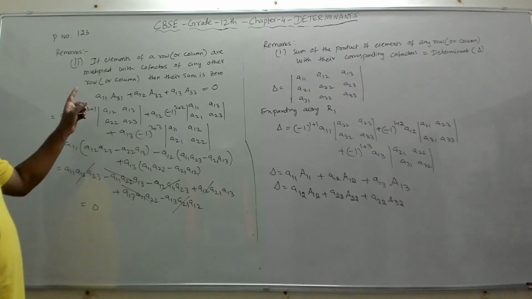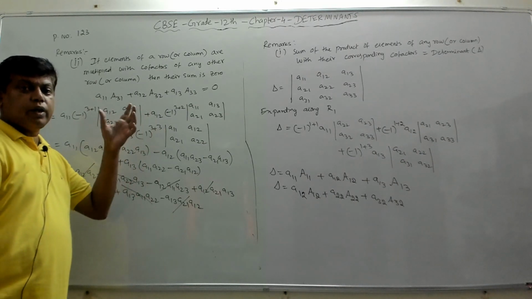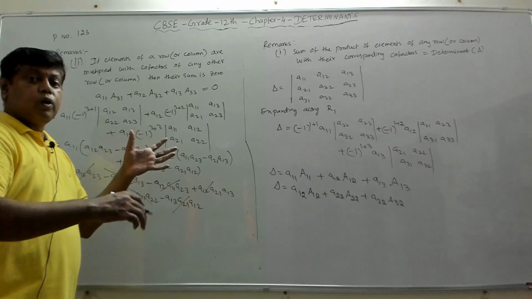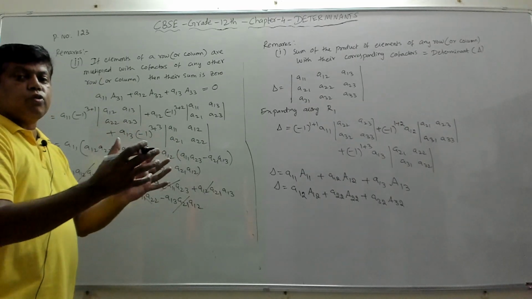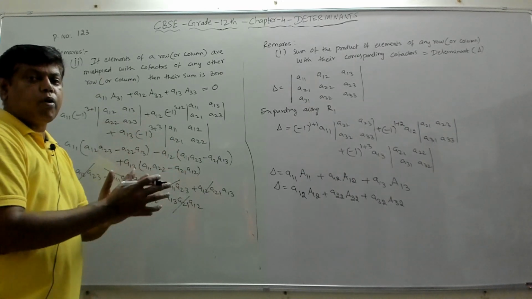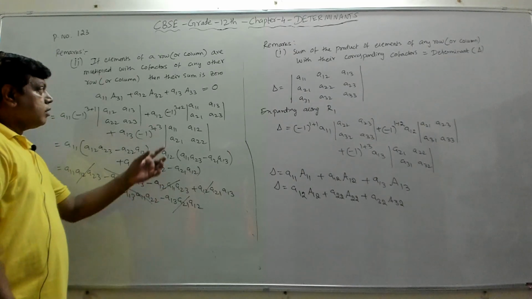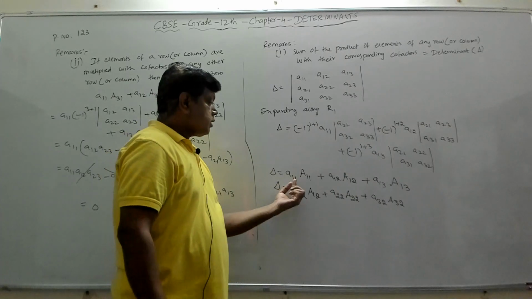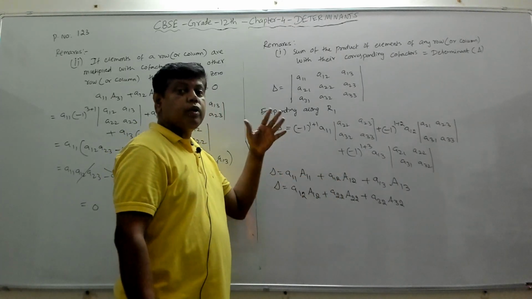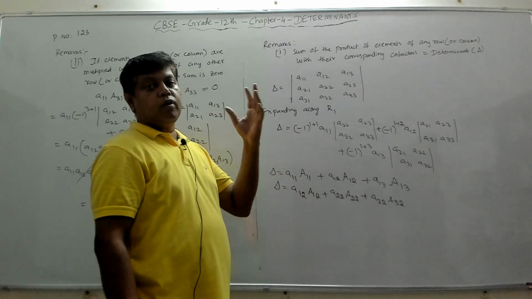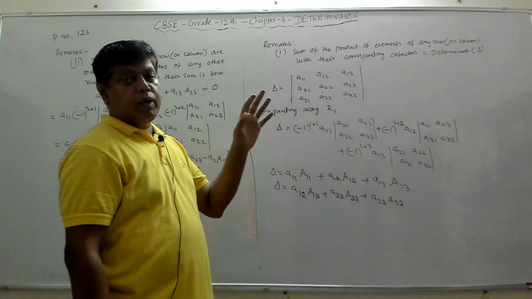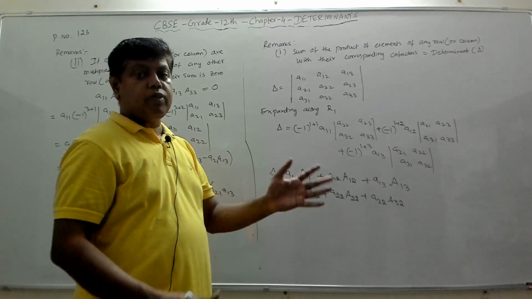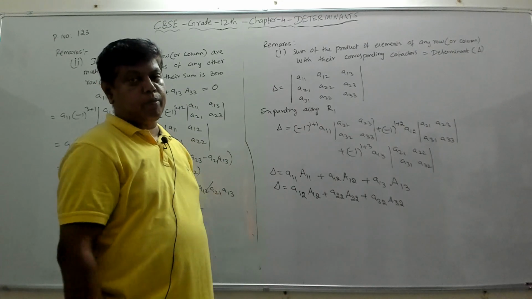So if you multiply the elements of any row with the cofactors of any other row, and then find the sum of the products, that value will be equal to 0. But if you multiply the elements of any row with its corresponding cofactors, which means elements of row 1 are multiplied with cofactors of row 1, and then you add, that will be equal to the value of the determinant.